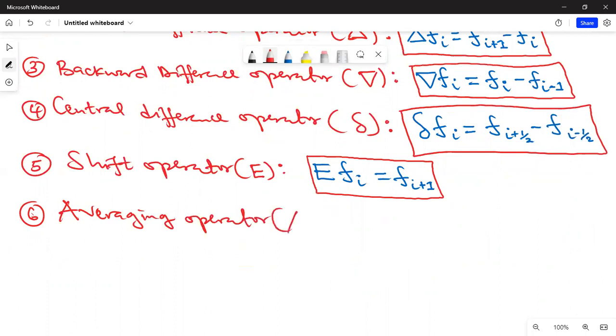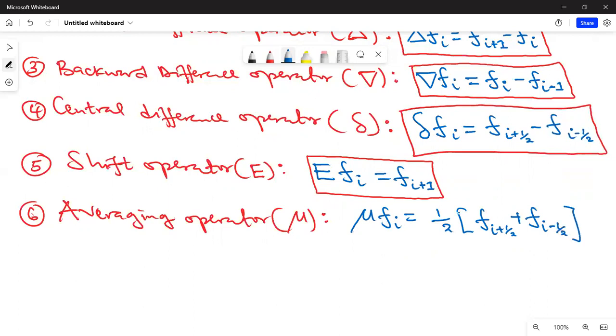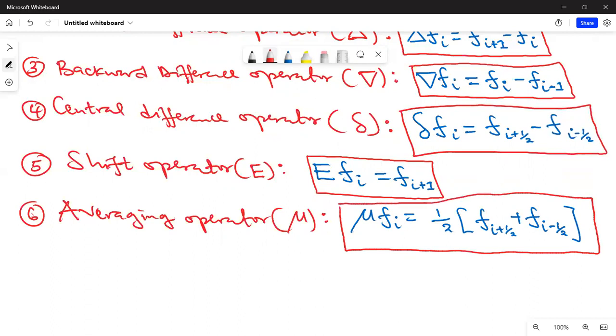And lastly, number 6 is what we call the averaging operator. That is denoted by this symbol mu. And this is how it is defined, that mu of fi is equal to 1 over 2, just the average, of fi plus 1 over 2, then plus fi minus 1 over 2. That is called averaging operator. It's just you average those two values. You add them and then you divide by 2. So having defined those finite difference operators, let's now see how to solve questions involving these operators.